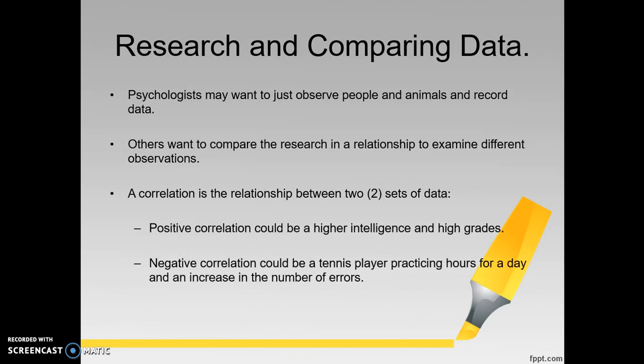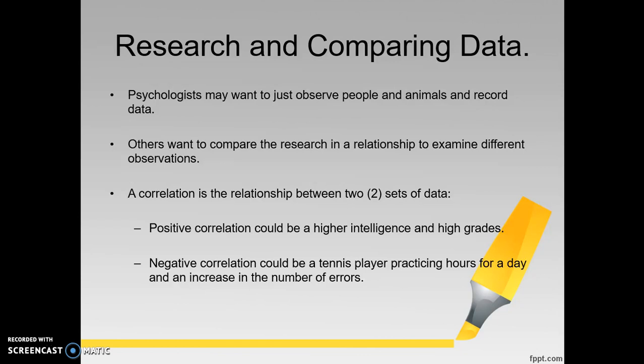Now, we have two types of correlations. A positive correlation could be higher intelligence and higher grades. Now, this isn't always true, but typically people who may have higher grades tend to maybe show a little bit higher intelligence. So that would be a positive thing. We expect that. If you have high grades, we expect that you have a higher intelligence. Again, not always true, but typically true.